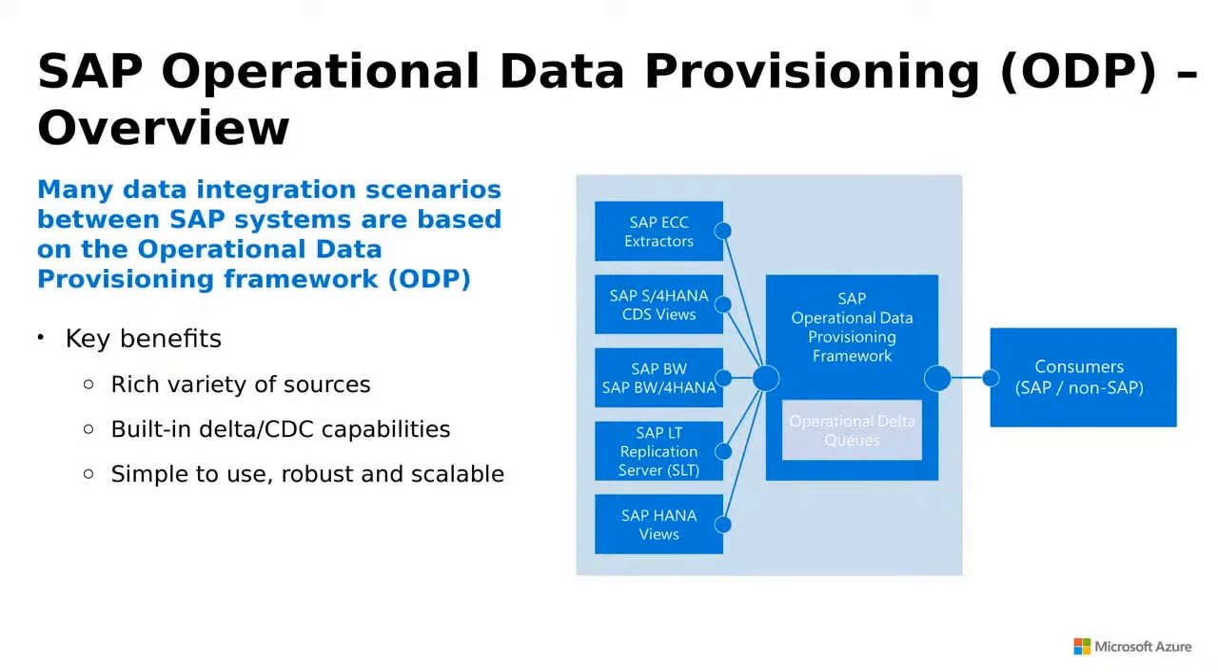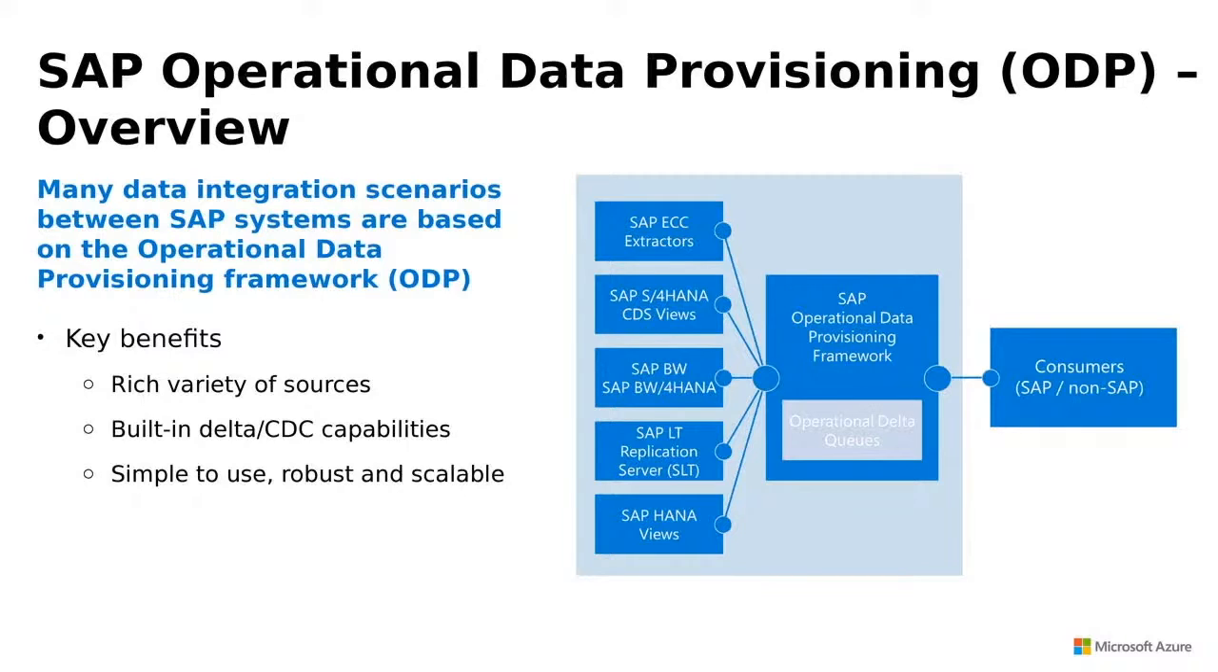So on the left-hand side, in the light gray box, you basically see what's happening inside an SAP system. So this ODP framework comes with a lot of SAP systems, basically all fairly modern ERP systems, S/4HANA systems, BW systems have this built in. ODP is basically like a broker between the SAP source system and consumers. Originally, it was built for SAP consumers only, but a lot of third-party vendors have adopted it as well.